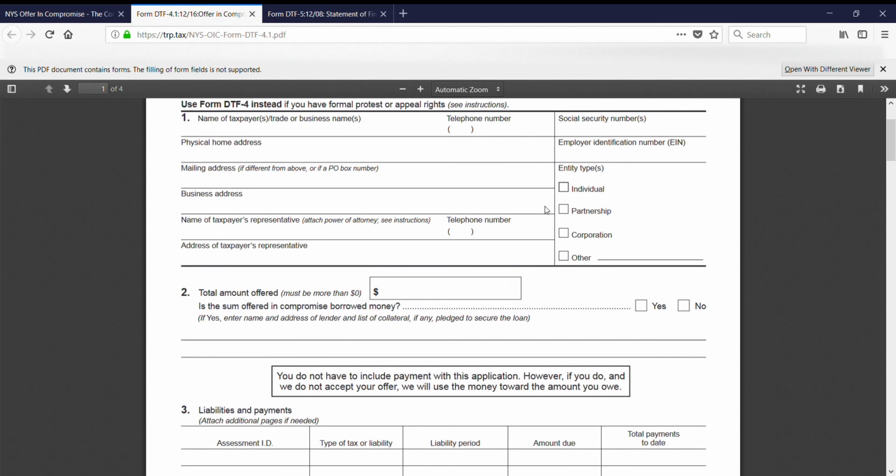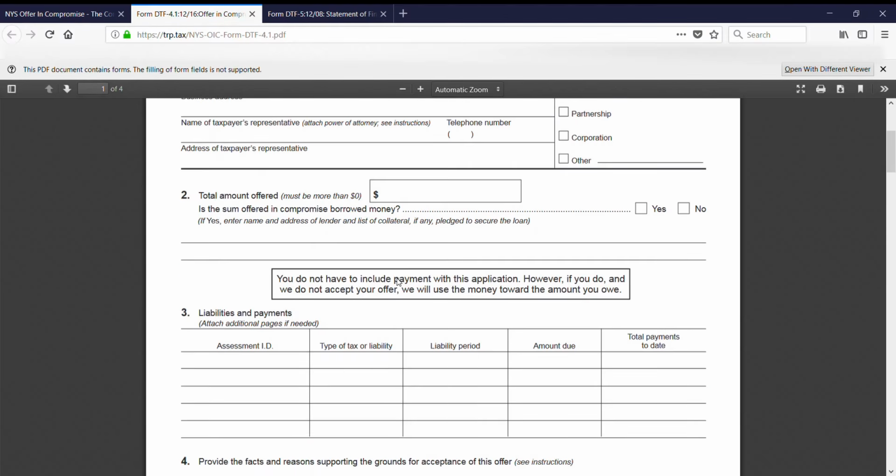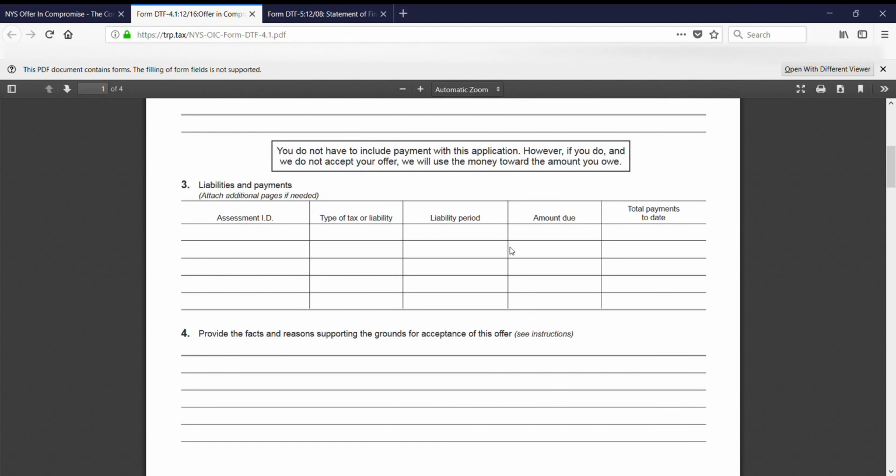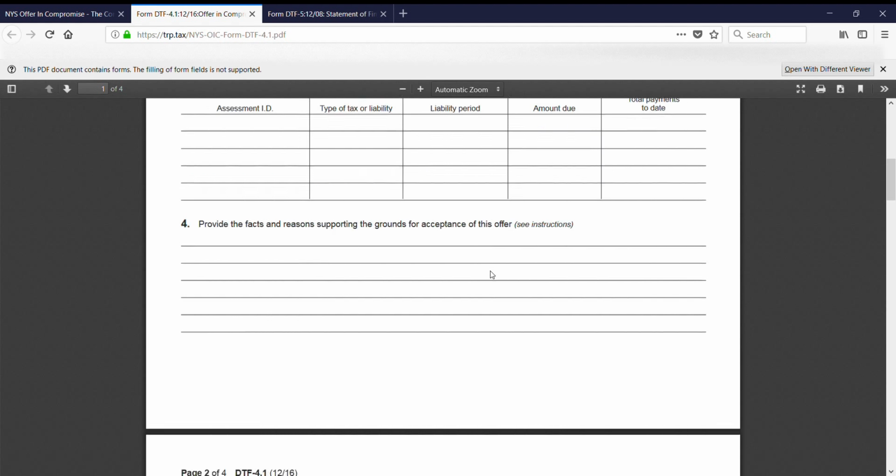This is pretty much, what are you offering? Put the amount you're offering in. Your basic information goes in here. The assessment ID isn't that important. If you have it, put it in. If you don't have any of this information, call the state. They'll give you all the liabilities owed. You may need to add another page if there's additional information. I would just add a little text here that says see additional page. If you don't have the assessment IDs but you have everything else, that typically is going to be fine.